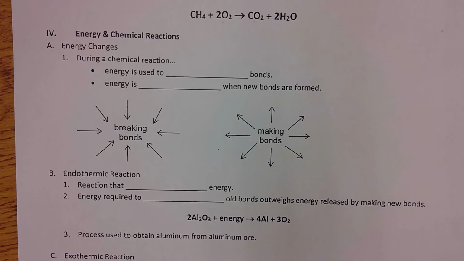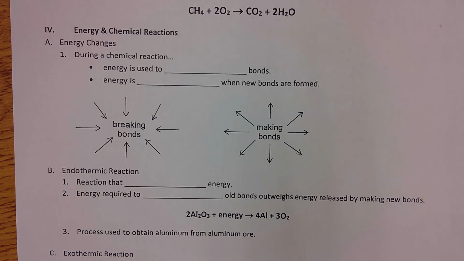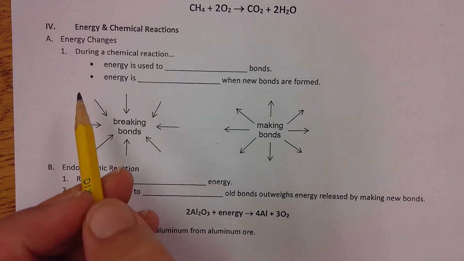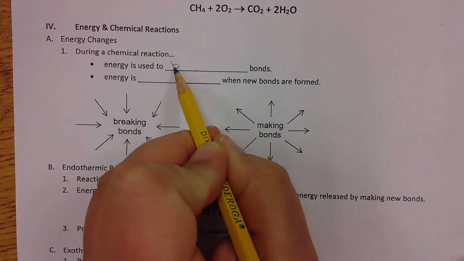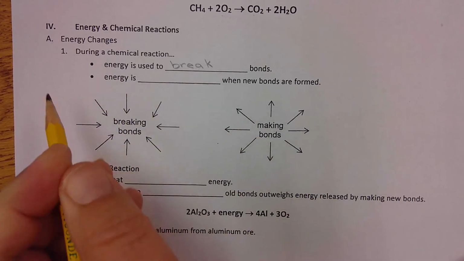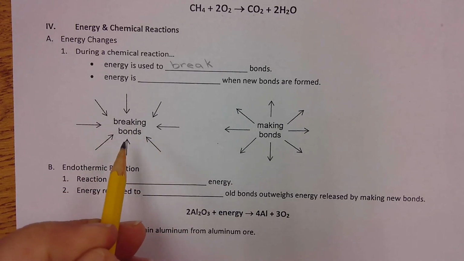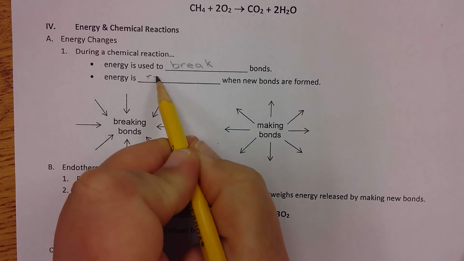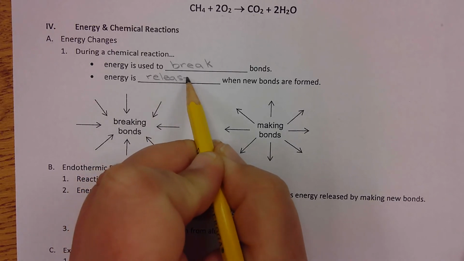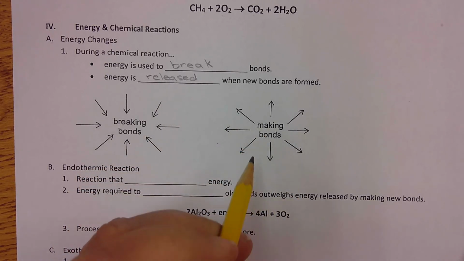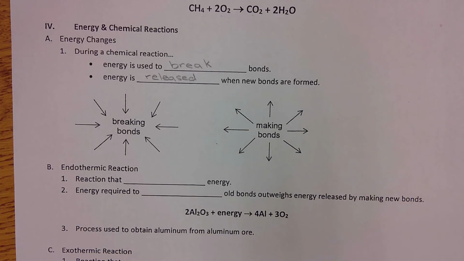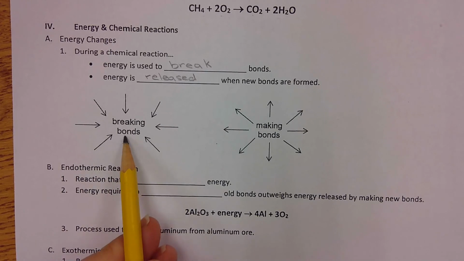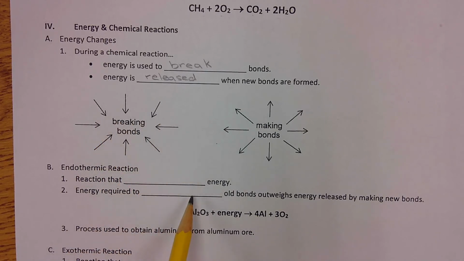Very briefly, I want to go over the energy that happens in these chemical reactions. We'll talk about it in more detail later on, but just very briefly. So during a chemical reaction, energy is used to break bonds. So you need to add in energy in order to break apart those bonds. And energy is released when new bonds are formed. So when two elements, two compounds, whatever, put together, it releases energy. But in order to break the bonds, you have to add in energy.